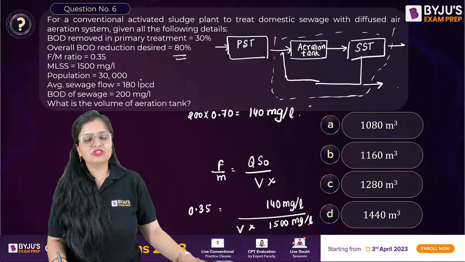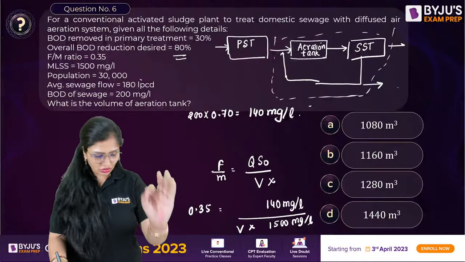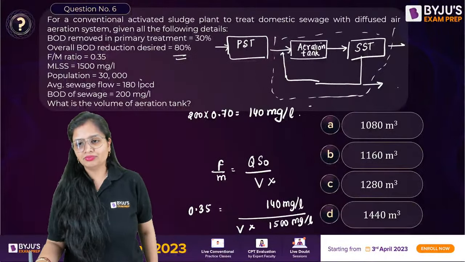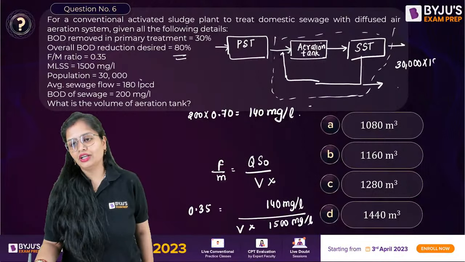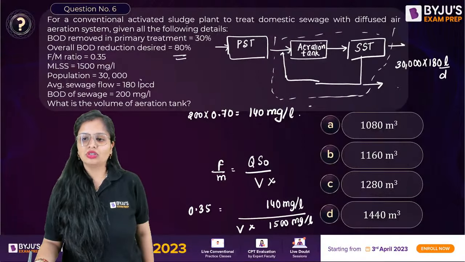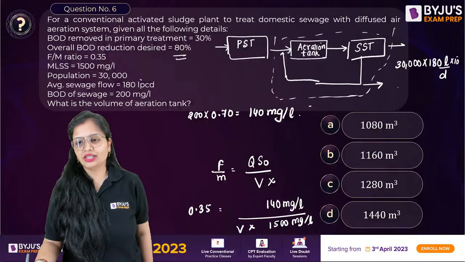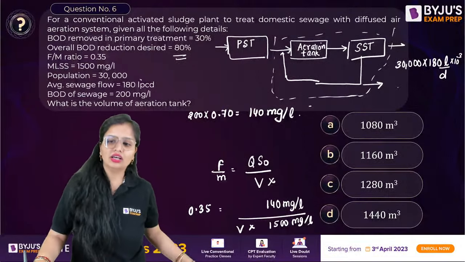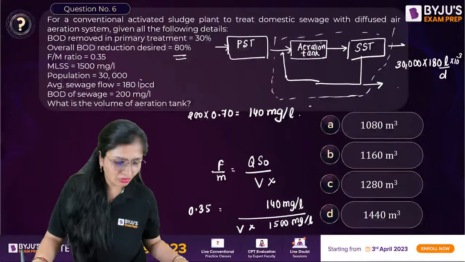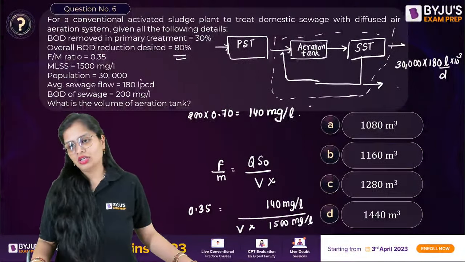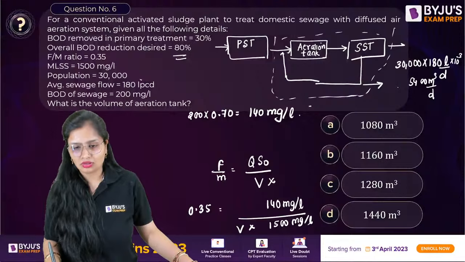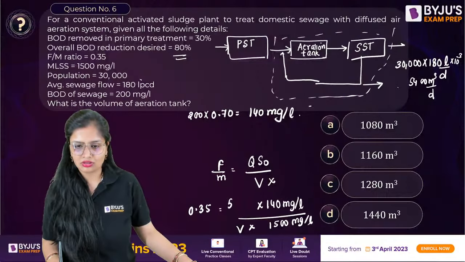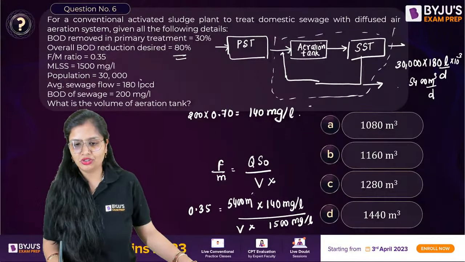180 liters is for one person. So for 30,000, how much will it be? So simple. 30,000 into 180 liters per day. So convert liter into meter cube, that's it, 10 raised to power 3. Just solve it. You'll get the answer. How much is it coming? 5,400 meter cube per day. 5,400 meter cube per day.